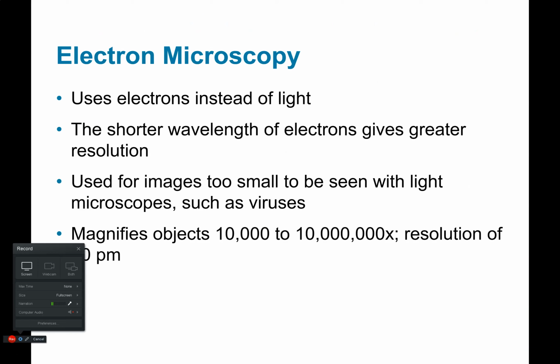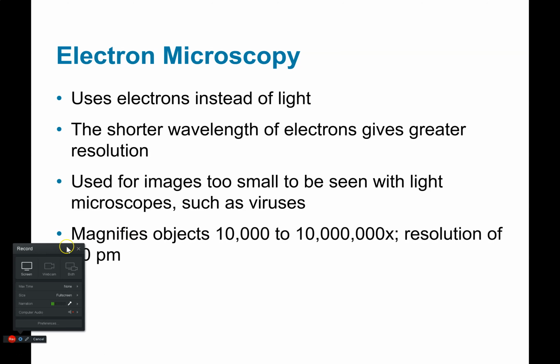So moving on to electron microscopy. In electron microscopy, like I told you, it uses electrons instead of light. Electrons have much shorter wavelengths than visible light, and so you get much greater resolution. So this is great for viewing viruses that are too small to be visualized with a light microscope. You can see that the magnification abilities are much greater here, from 10,000 to 10 million times.